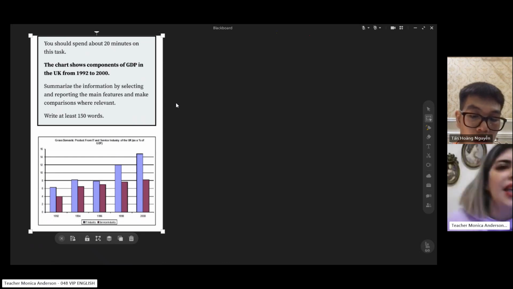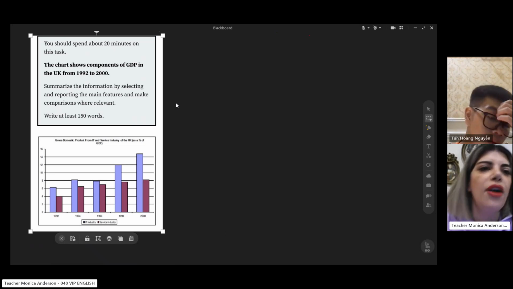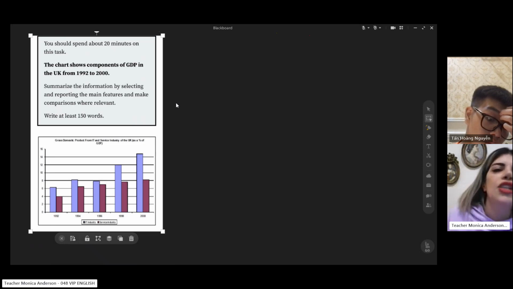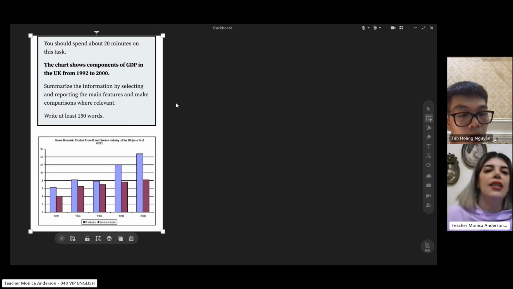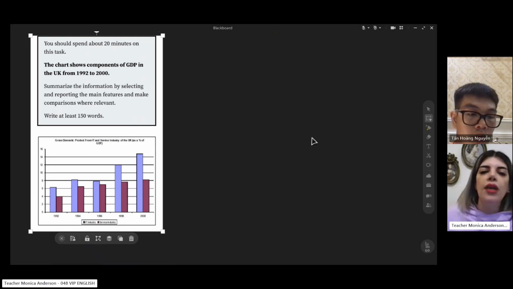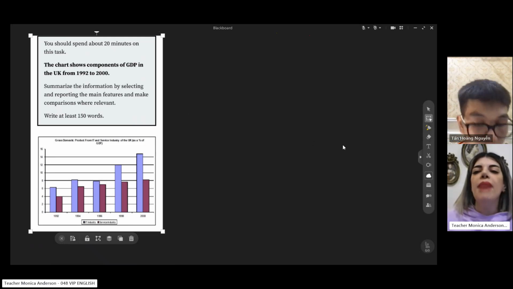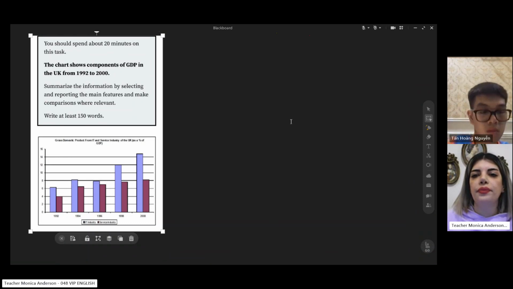Okay, first of all, as you know, you should spend about 20 minutes on this task, and the chart shows components of GDP in the UK from 1992 to 2000s. So we're going to summarize the information by selecting and reporting the main features and make comparison where relevant, at least 150 words. Okay, so it's your turn because this is something that you know. Just tell me about main features. Again, we need to know. Okay, so what are main features in this chart, you think?